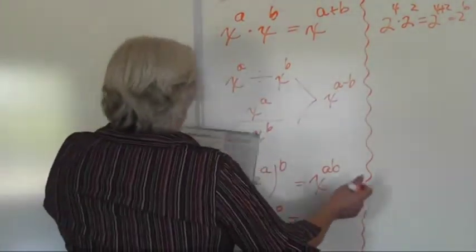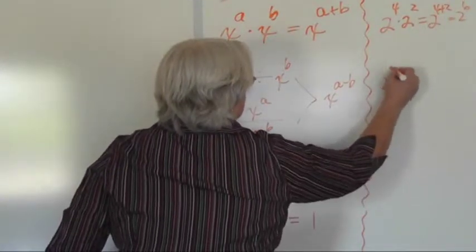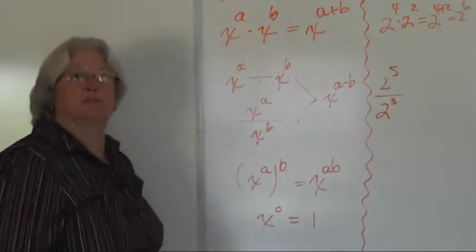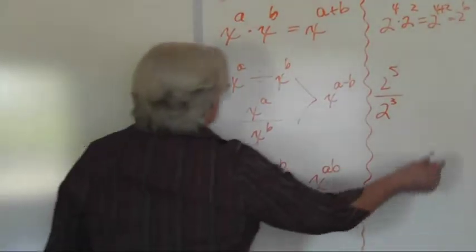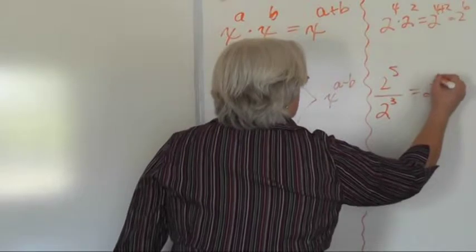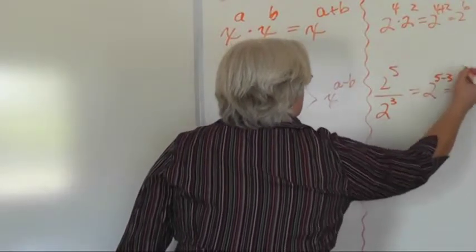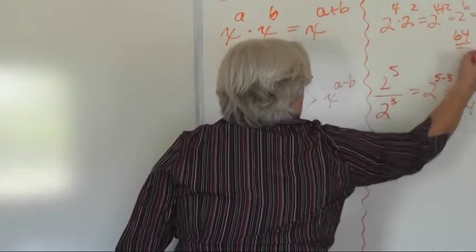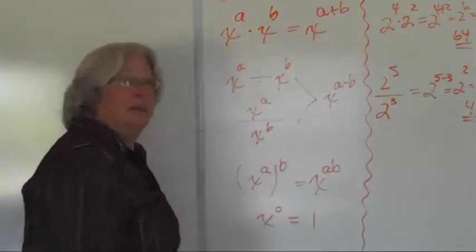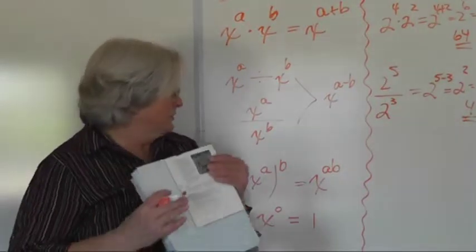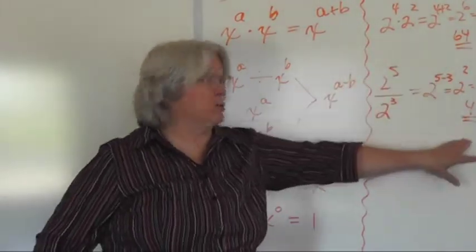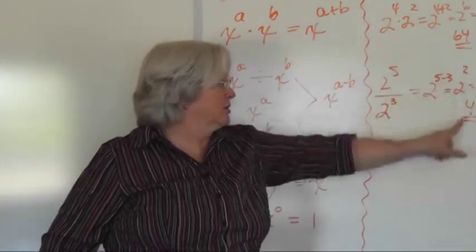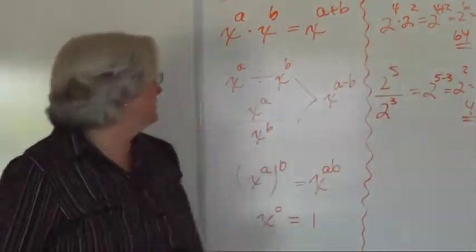Now if you have 2 to the 5th divided by 2 cubed, simply subtract the exponents. 2 to the 5 minus 3 is equal to 2 squared, which is equal to 4. Typically when you're writing an answer that includes a numerical portion as opposed to a variable portion, you are going to go ahead and do that multiplication out.